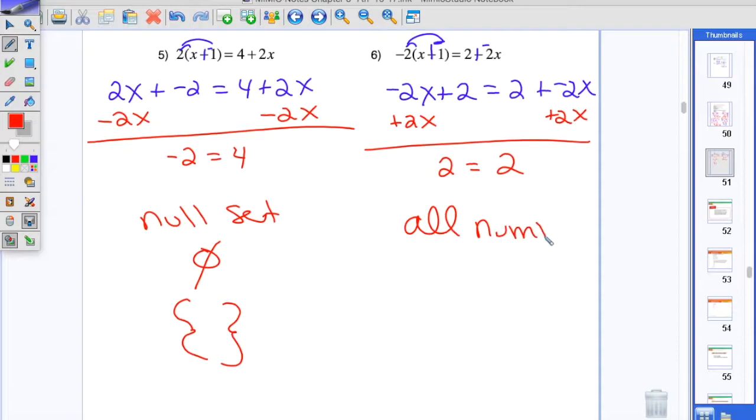This means that no matter what you have for the value of the variable, the left side is always going to equal the right side. So these are two different cases compared to the previous page when you didn't cancel out your variable and you ended up with one solution. That is the end of the notes on lesson 8.5.